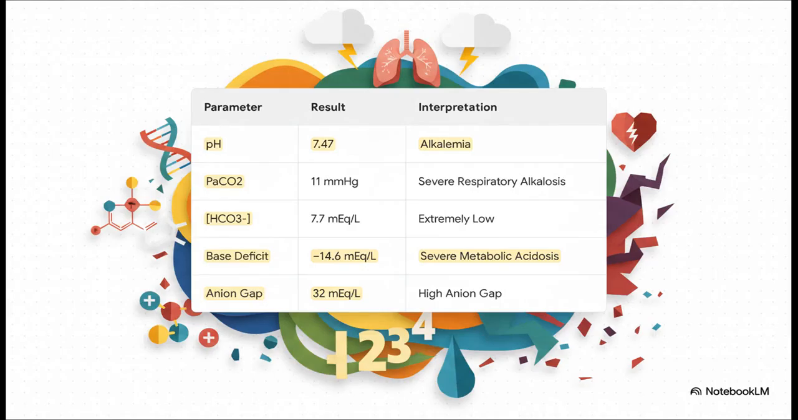So, you get the lab report. The first number you see is the pH, 7.47. Okay, alkalemia, right? You might even feel a little relieved. But then, your eyes drop down to the base deficit, minus 14.6. And the anion gap, a staggering 32. And your stomach just drops. Both of those numbers are screaming that there is a severe, life-threatening, high anion gap metabolic acidosis going on, probably from lactic acid due to his shock. The respiratory alkalosis is just so extreme that it has overcompensated and dragged the pH into the alkalemic range.